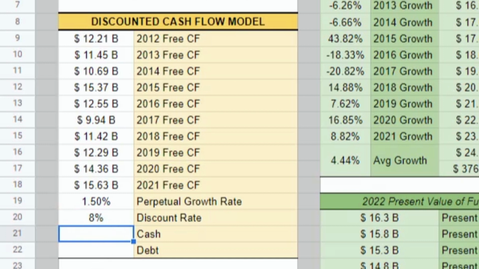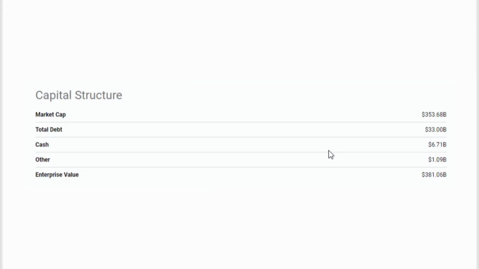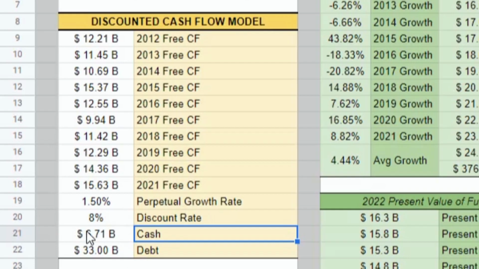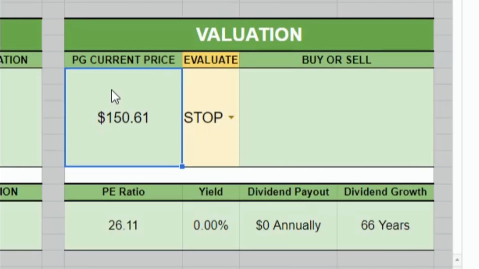Now we got to get the cash and debt numbers, and we do that by going over to Seeking Alpha. On Seeking Alpha's page for Procter & Gamble, go over to the valuation tab, and on the bottom they have total debt and cash numbers. So we'll go ahead and put 33 billion and 6.71 billion in for the debt and cash numbers. And now that we have that in our calculator, the discounted cash flow model is giving us a valuation of $122 with Procter & Gamble's current price of $150.